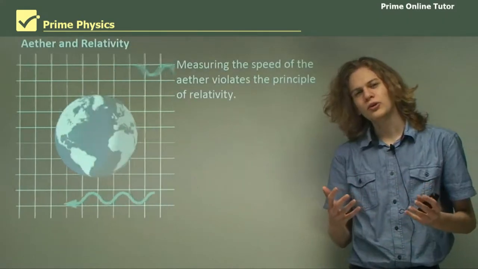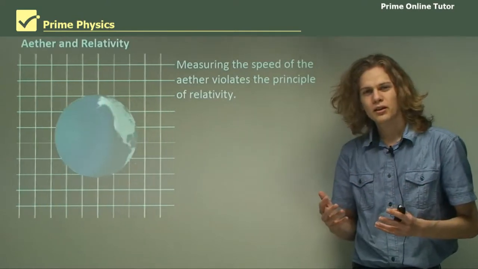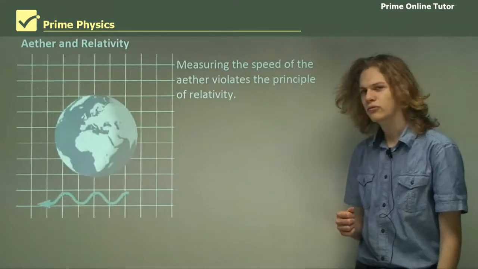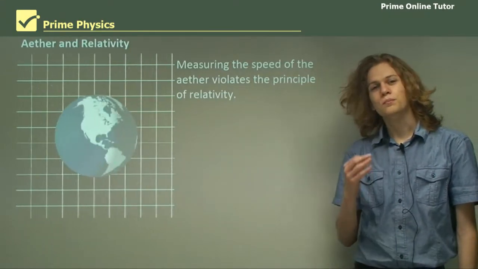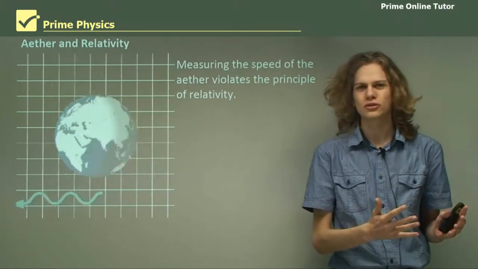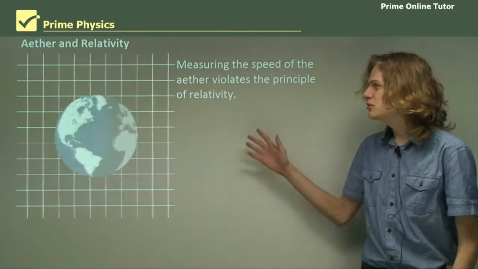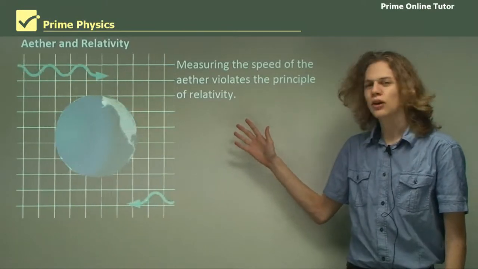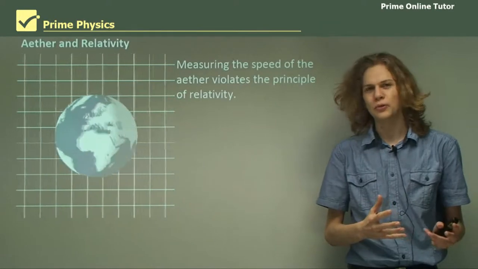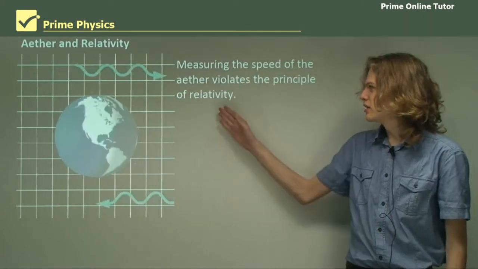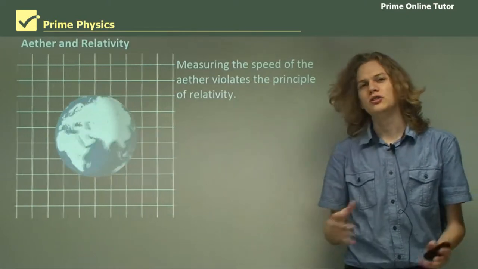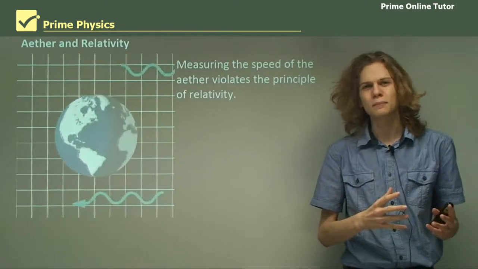Now, as we know, if we can measure the speed of ether, then we're violating the principle of relativity, right? Relativity says that it's impossible to tell how fast we're going without looking at an outside frame of reference. But if the ether exists, it means that the speed of light will change depending on how the ether is moving with respect to you. We can see that the two beams of light at the top and the bottom of this animation move at different speeds because they're being pulled by the ether.